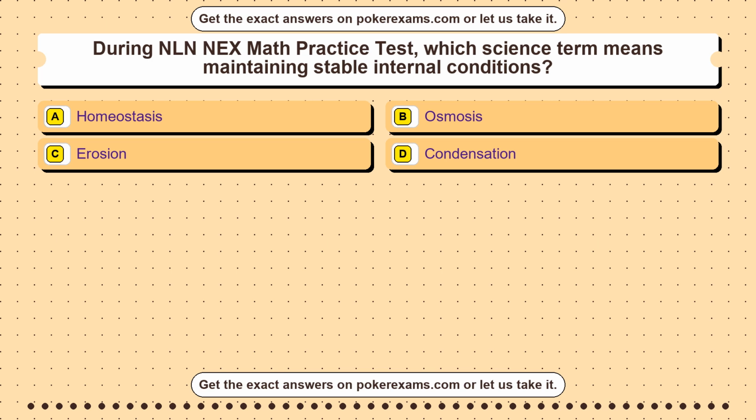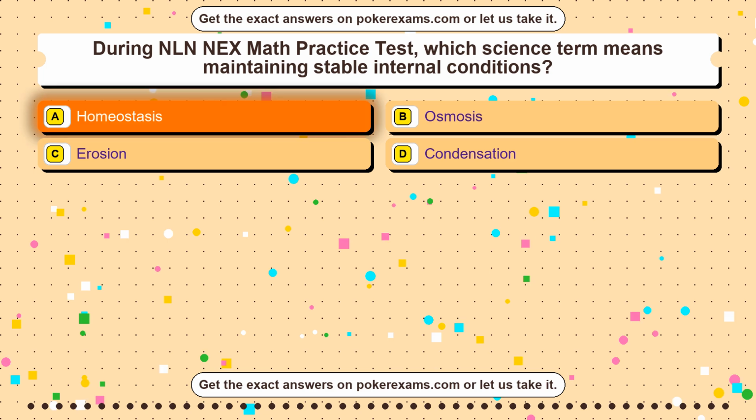Question 1. During get inference practice, which formula finds the area of a rectangle? Option A, length times width. Option B, 2 times length plus width. Option C, base times height divided by 2. Option D, pi r superscript 2. The correct answer is option A.